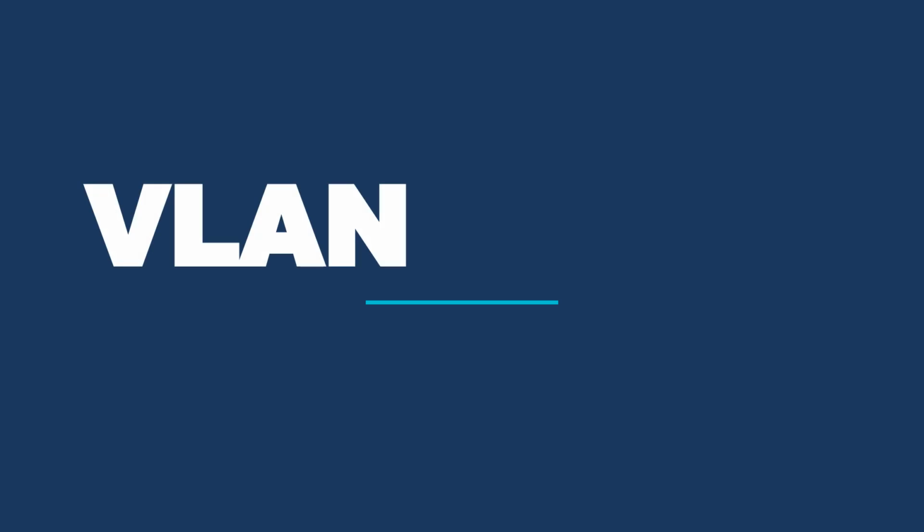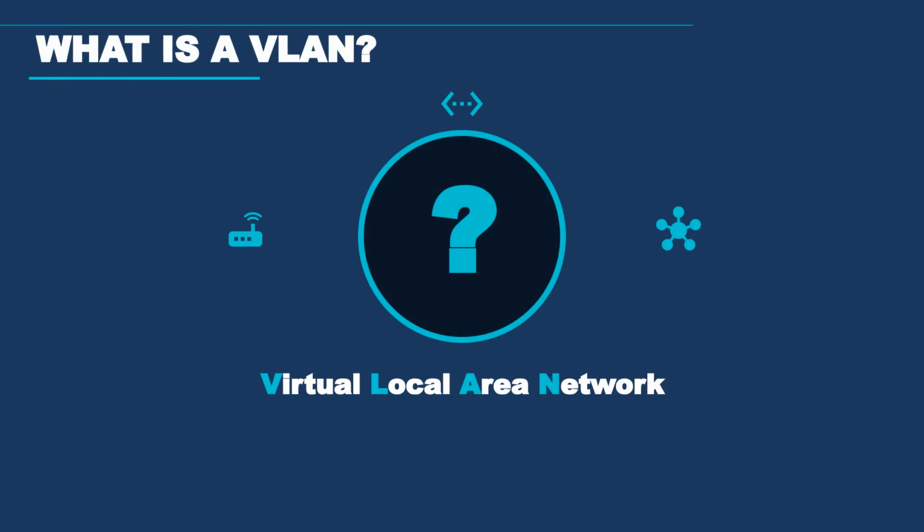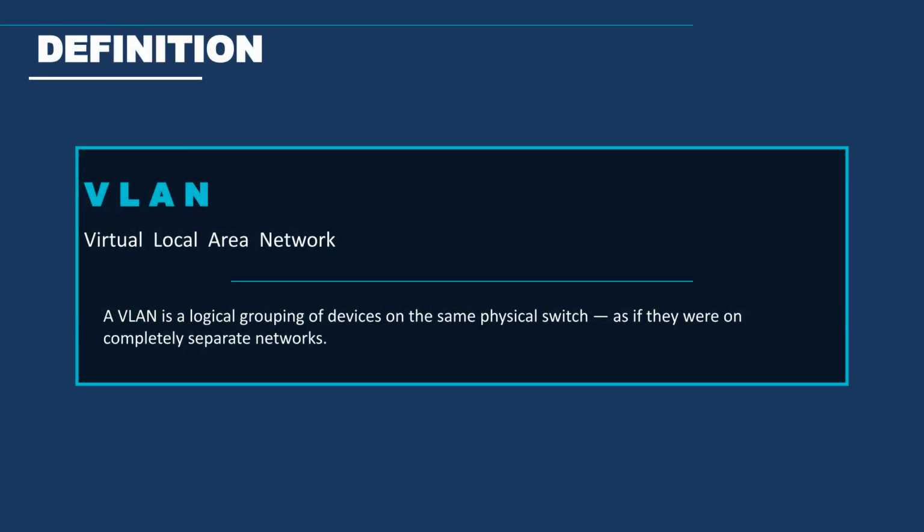This video will focus on VLANs, or Virtual Local Area Networks, and how they allow you to segment a network without physically rewiring it. What exactly is a VLAN? It stands for Virtual Local Area Network, and understanding this concept is the core of this video. A VLAN is a logical grouping of devices on the same physical switch, acting as if they were on entirely separate networks. This means one physical switch can support many logical networks.